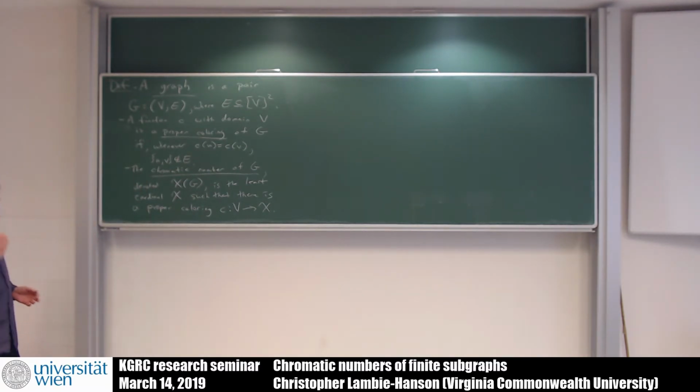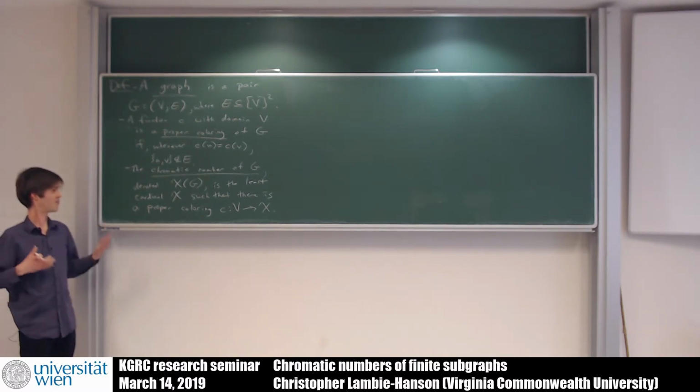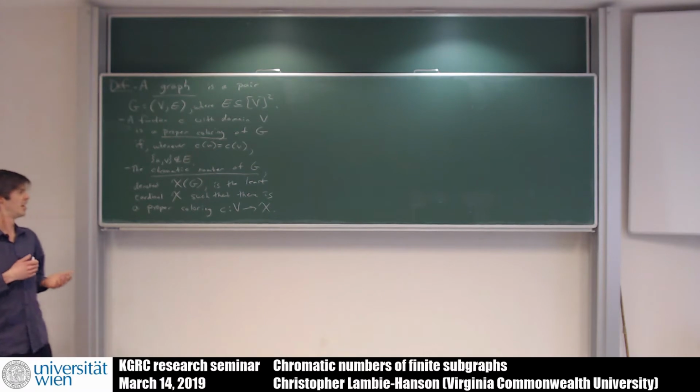I guess vertices are not connected to themselves, right? Right, exactly. So our edges connect different vertices, and there's at most one edge between each pair. Okay, good. So the chromatic number is a fundamental object of study in graph theory.